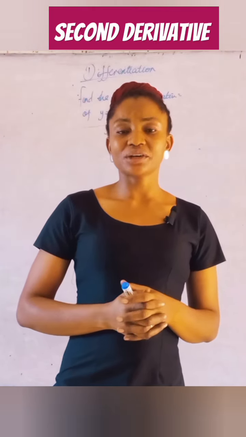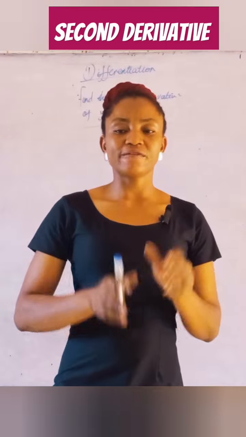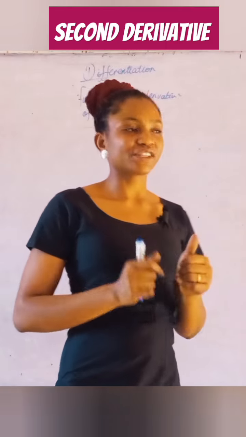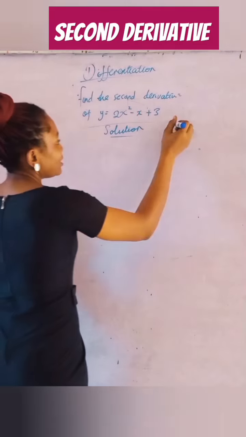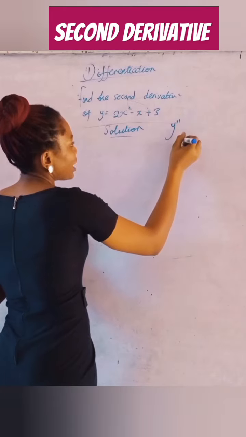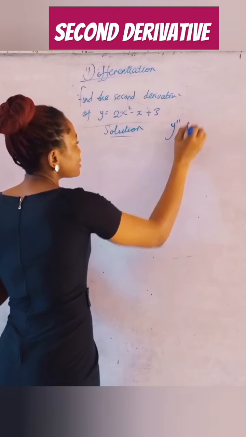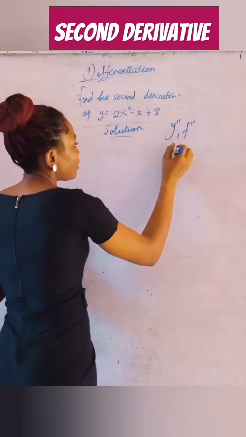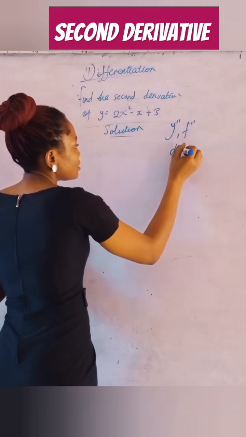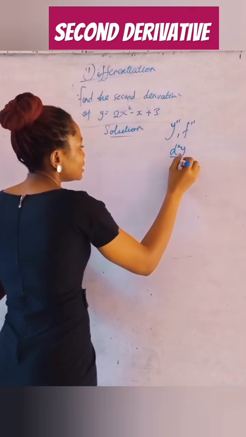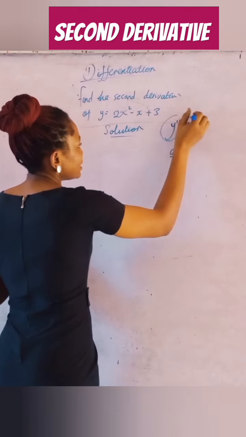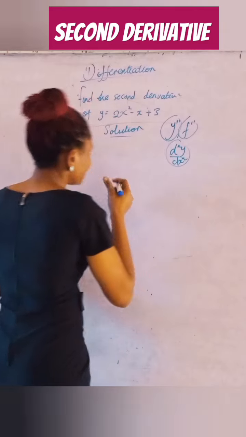We're still on differentiation and we want to see how we can find the second derivative of a function. Second derivative, that's y prime prime. For some textbooks, some will use f prime prime, some others will use d²y over dx squared, alright? They are all saying the same thing.